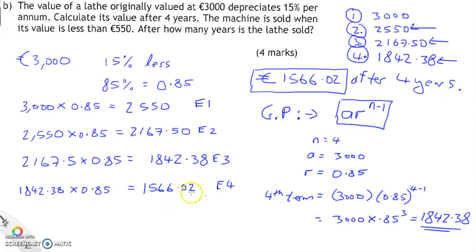So the answer I'd be sticking with, I hope it's not too confusing, the answer would be this one here, 1566. That'll be the value after 4 years. After 1 year, that's the value. After 2 years here, after 3 years here, and after 4 years, that'll be the value there, 1566.02 euros. And you can filter around with this equation or formula here as well if you want to do it that way.